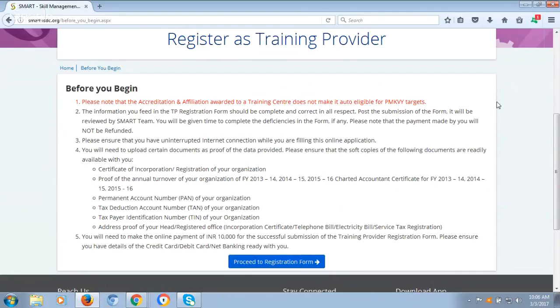It may take a week, it may take 2 weeks, it may take a month for you. Before making the application, you can take a print, take a hard copy, make a separate file and keep on adding the certificate of incorporation, proof of annual turnover, PAN, TAN, address proof, online payment, credit card details, etc. When you are ready with all this, then you proceed to the registration form.